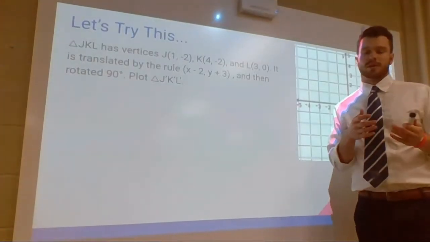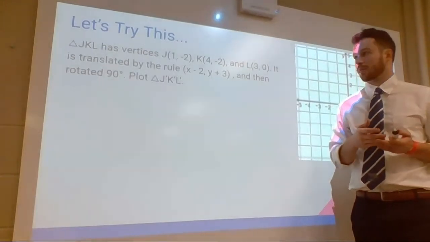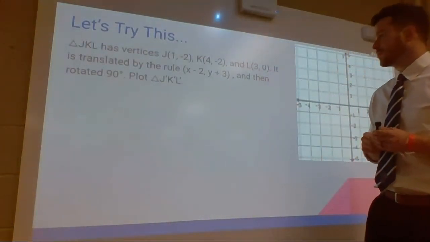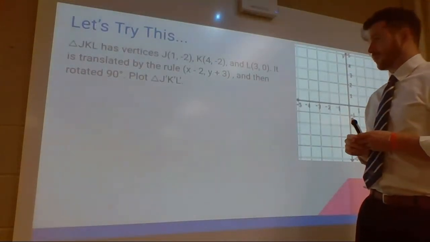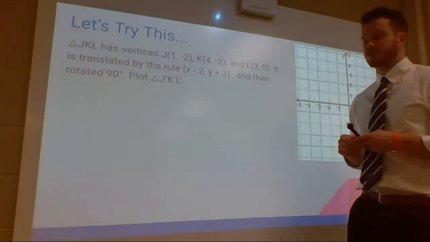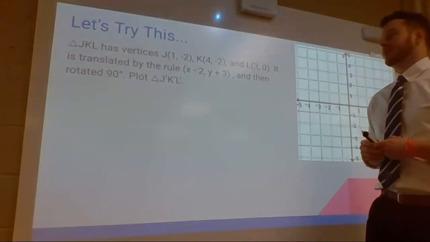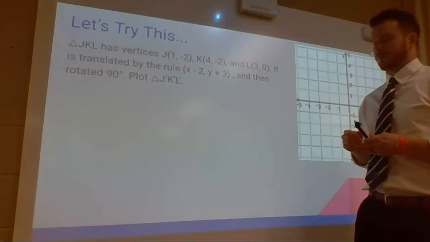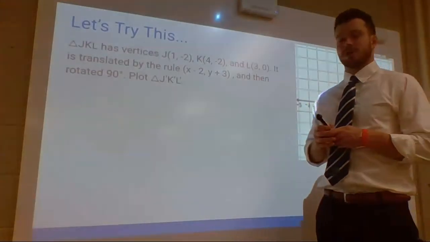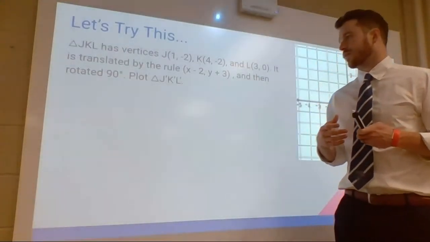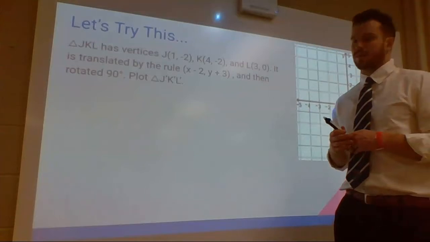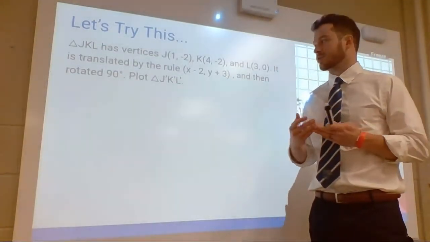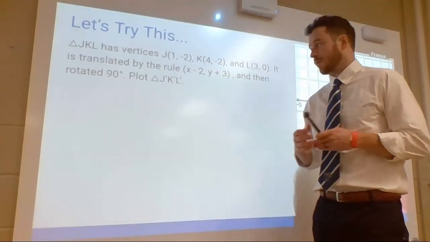So now let's try performing a composite transformation in the coordinate plane. So triangle JKL has vertices J(1, -2), K(4, -2), and L(3, 0). It's translated by the rule (x - 2, y + 3), and then rotated 90 degrees. Plot triangle J prime, K prime, L prime. So we have two transformations occurring here. It's going to be translated first and then rotated by 90 degrees. So we're going to have to combine these rules. We're going to have to combine the transformations that we should know how to do by now.